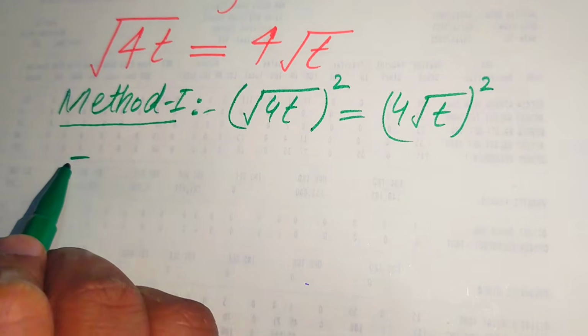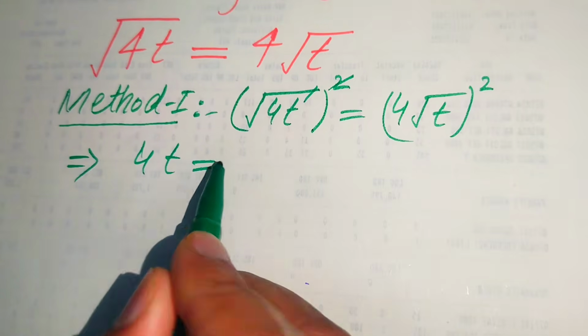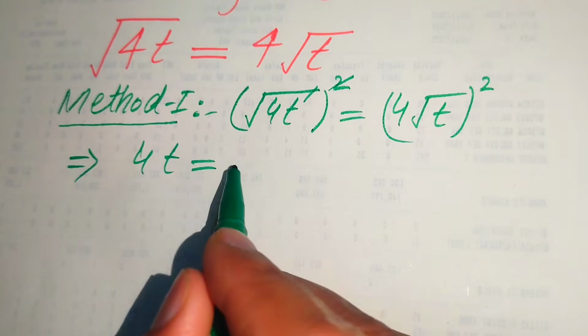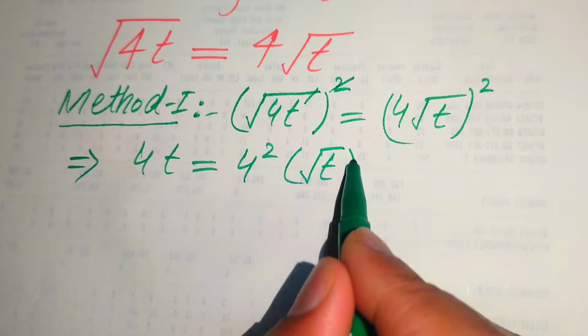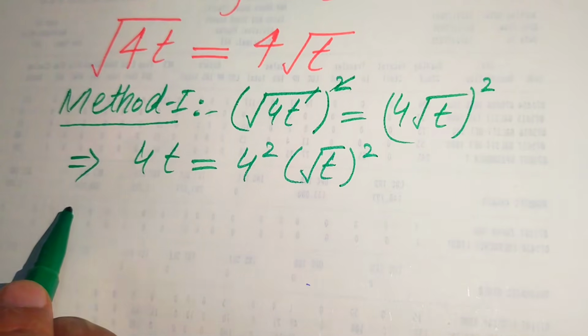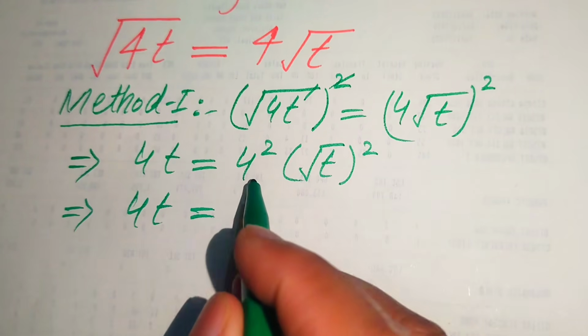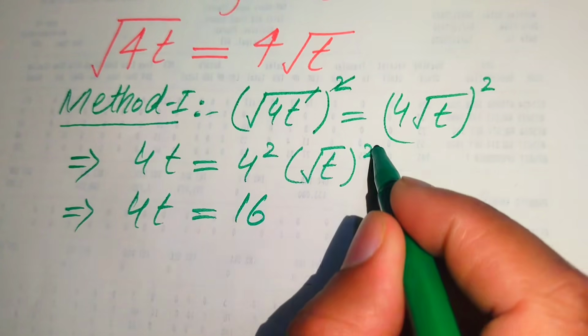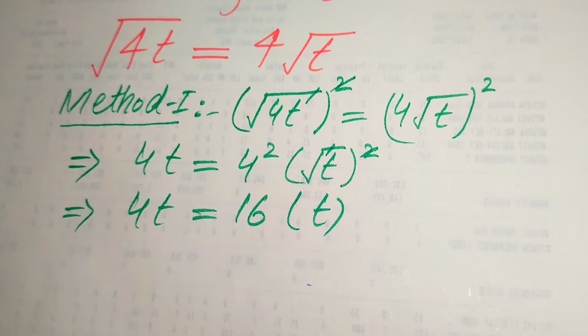Further, in the next step, we apply this square separately on both of these two terms, and you see here the 2 and the square root are gone, and we get 4t is equal to 4 squared times the square root of t, whole squared. Now in the next step, we have 4t is equal to 16, and the 2 and square root are gone, and we obtain t only.